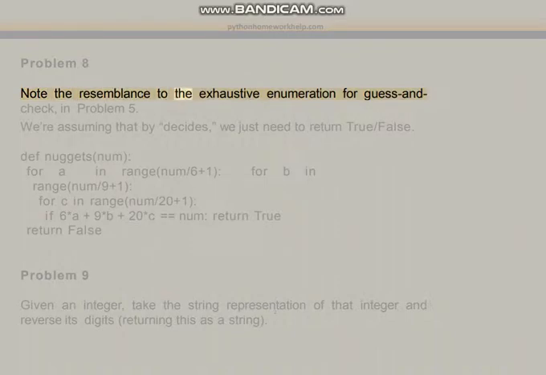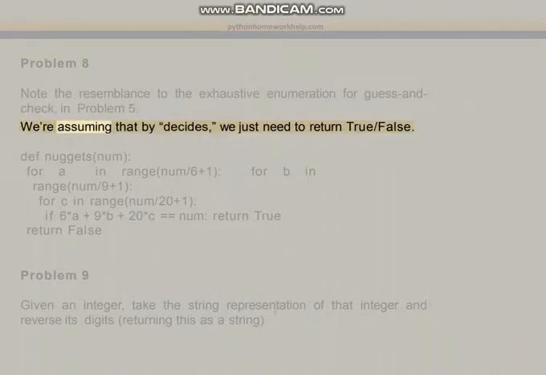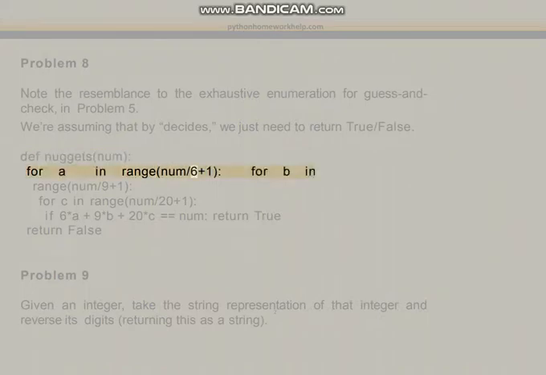Problem 8. Note the resemblance to the exhaustive enumeration for guess and check in problem 5. We're assuming that by decides, we just need to return true or false. def nuggets(number): for a in range(number/6 + 1): for b in range(number/9 + 1): for c in range(number/20 + 1): if 6*a + 9*b + 20*c == number: return True; return False.